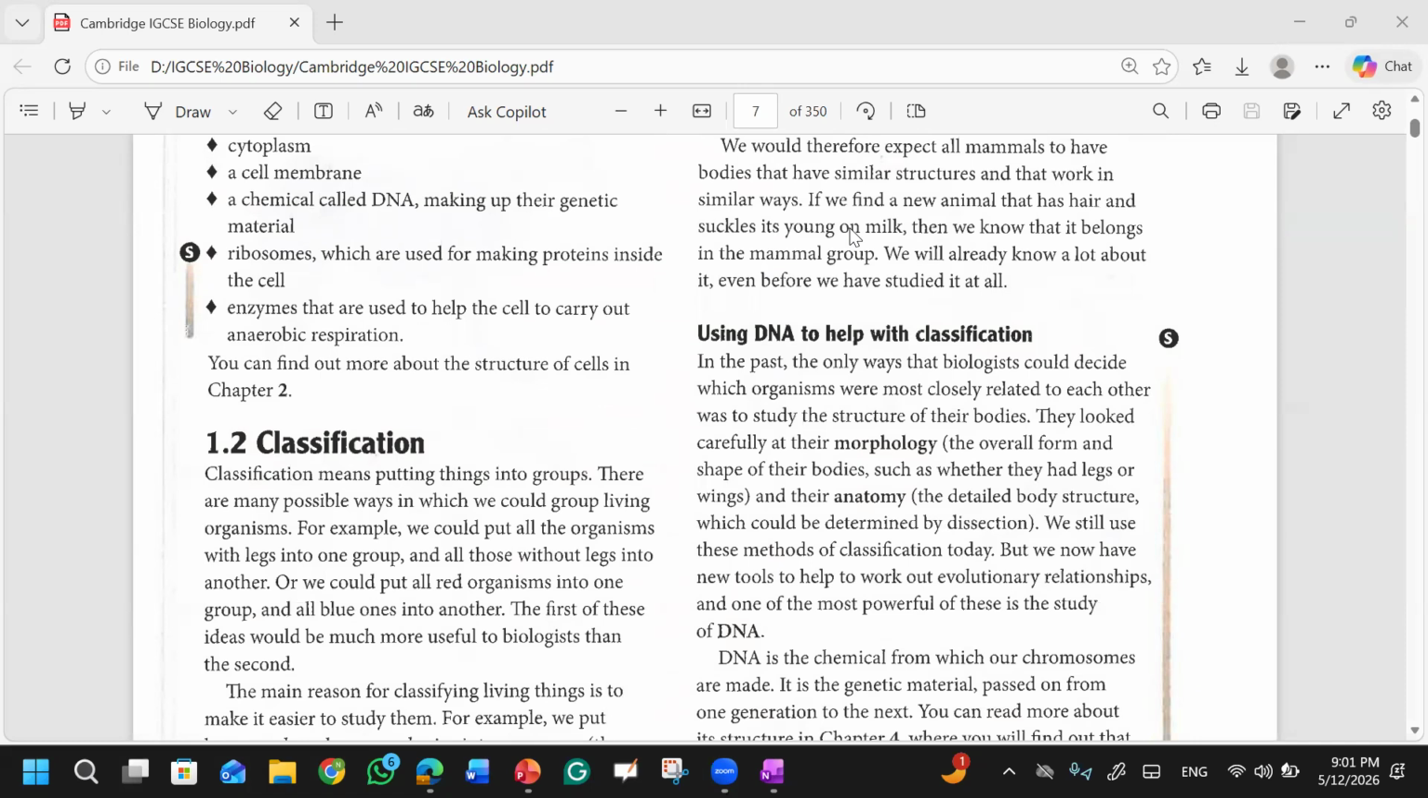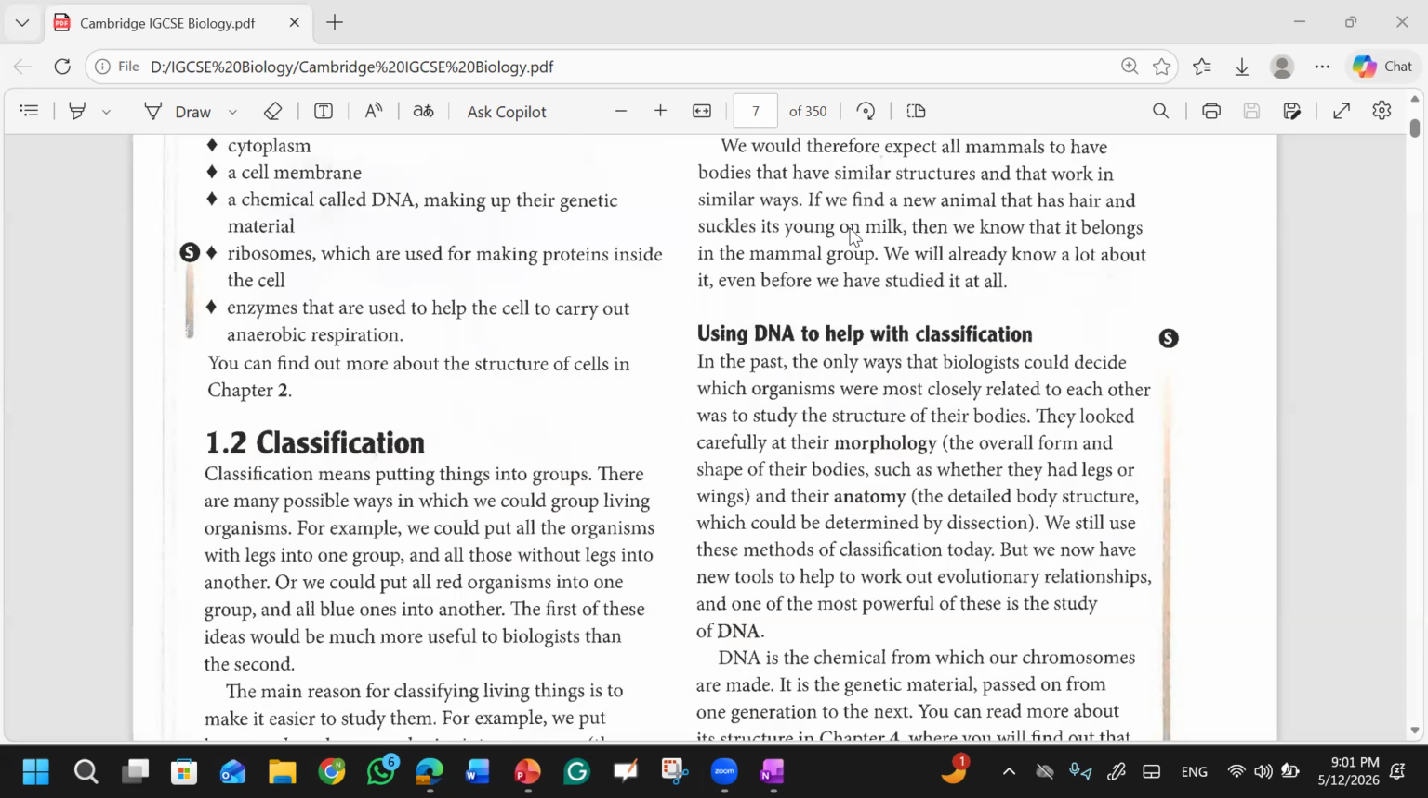So it's easier for the biologists, so they could decide which organisms are closely related to each other and which aren't. And they use two types of things: morphology and anatomy. Morphology is the physical appearance, and anatomy is the inside organs.